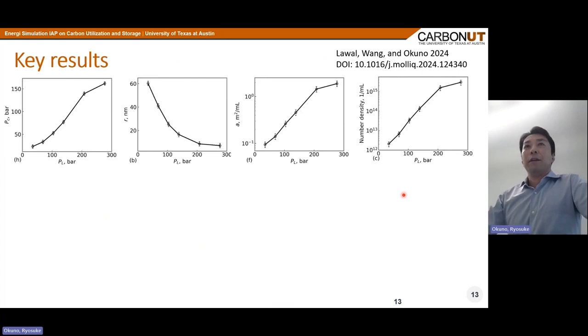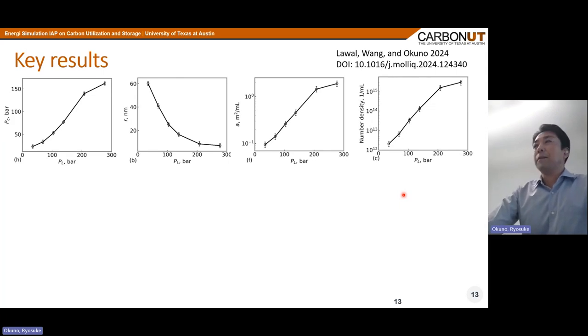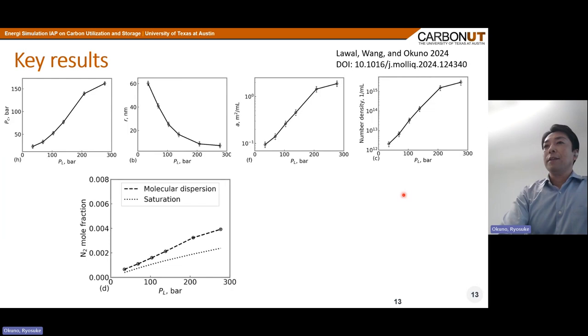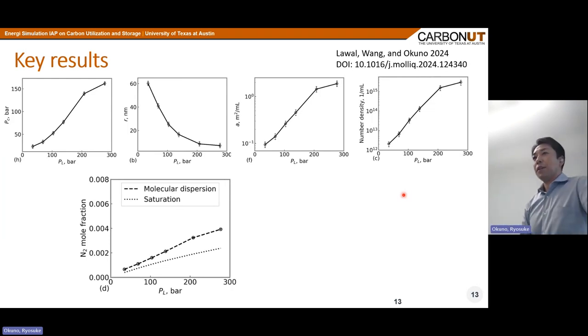And then we get various parameters that are not directly measurable in the experiment, for example, capillary pressure, radius of bubbles, surface area of bubbles, and number density of bubbles in the system. And importantly, the model indicates how much of the nitrogen was molecularly dispersed in the aqueous phase and how much was in the form of bubbles in the system.